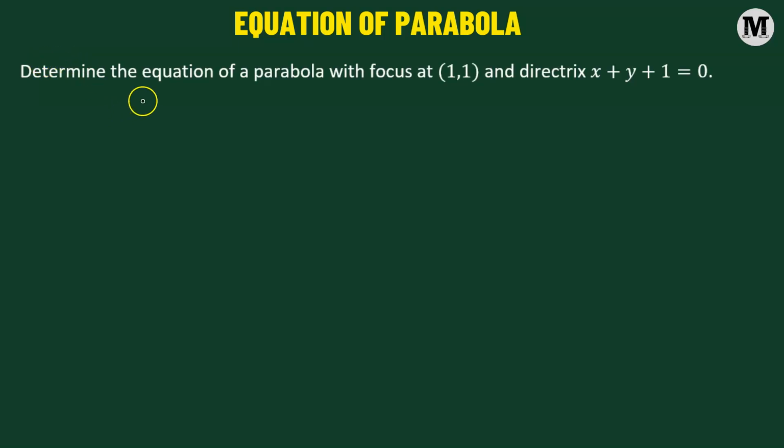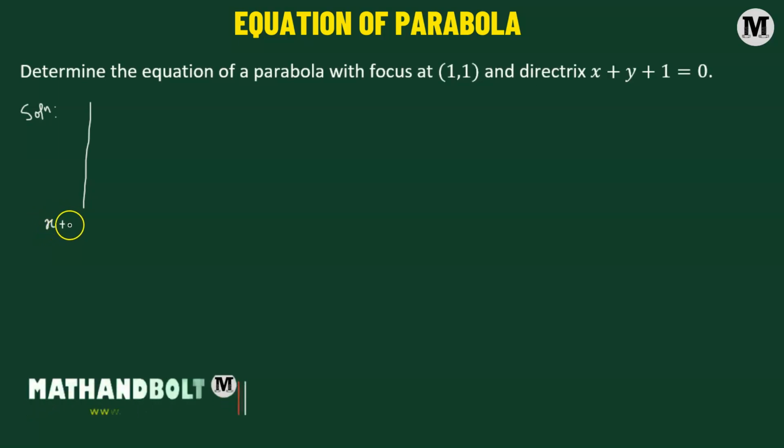So in this problem, we need to determine the equation of a parabola with focus at (1, 1), and the equation of the directrix is given to us. Let us begin. So let's try to understand the problem graphically first. We'll begin by considering a straight line having the equation x + y + 1 = 0. So this is the directrix line.